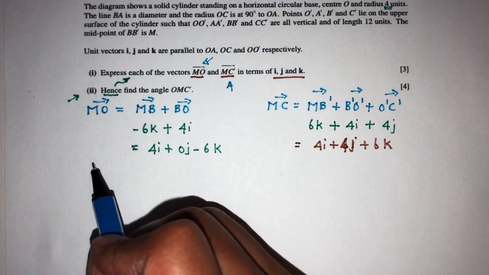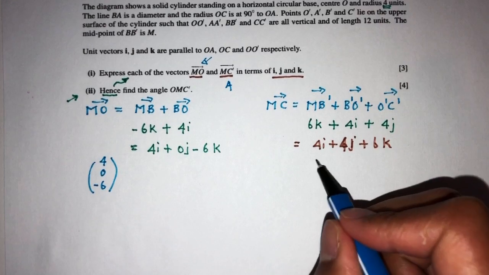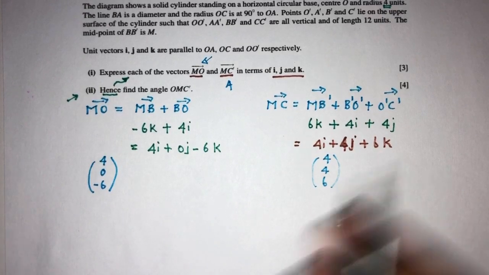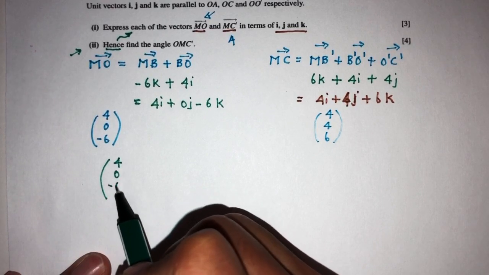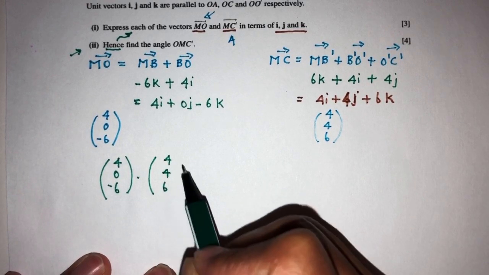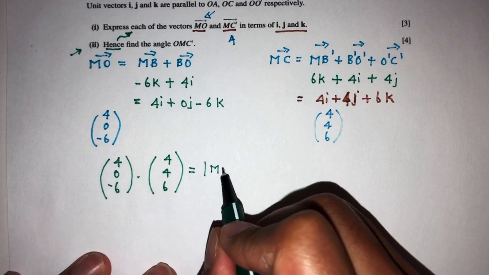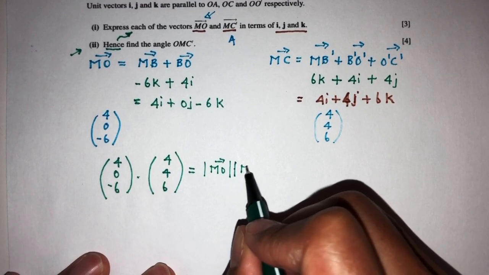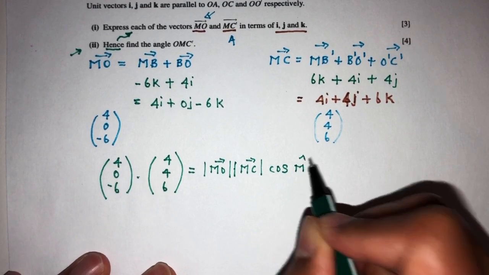For example, MO will be the same as (4, 0, -6). And this will be the same as (4, 4, 6). Okay. Now using dot product, we have to multiply them. Scalar product, so that will be (4, 0, -6) multiplied by (4, 4, 6) is equal to the product of their magnitudes, so a magnitude of MO times a magnitude of MC, and then cos of the angle in between, that will be angle M. So we have to solve for the angle M.